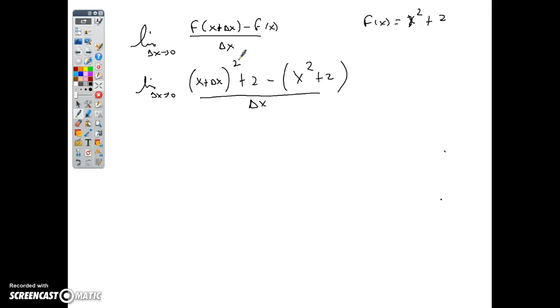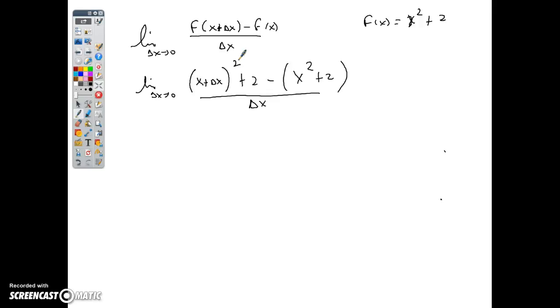Why is there a 2? Where did the 2 come from in the middle? So this is the function where we replace the x squared with x plus delta x, and there's a plus 2 on the end still. That's still there. Everywhere I see an x, I replace it with x plus delta x. Right?